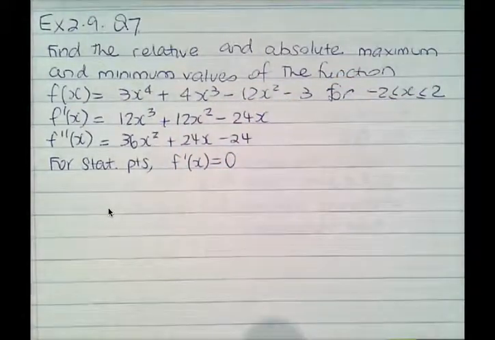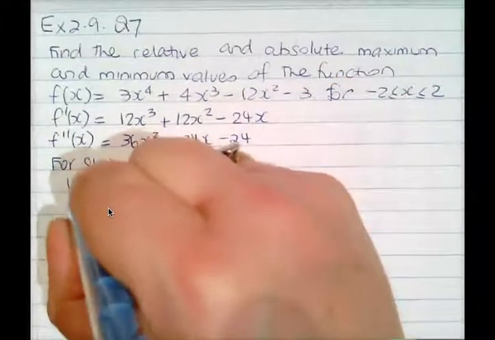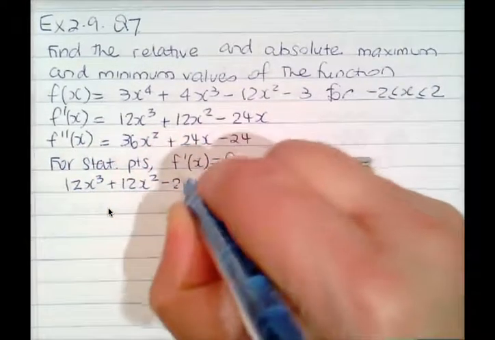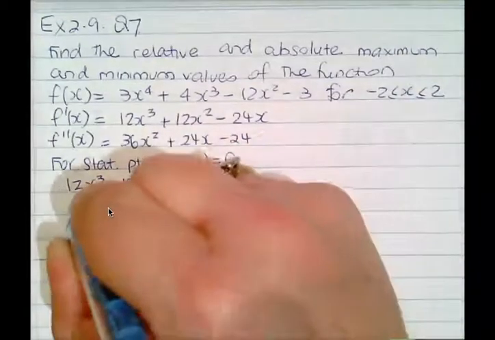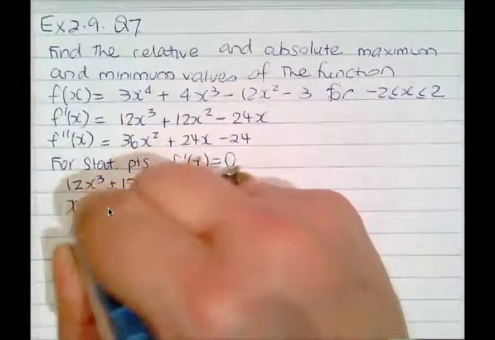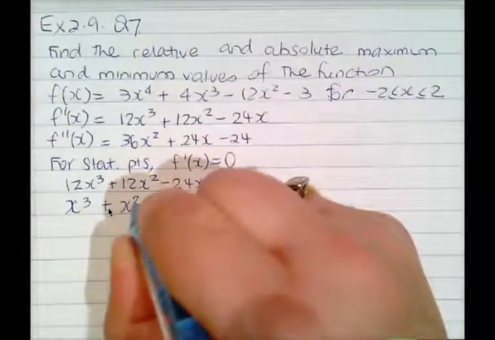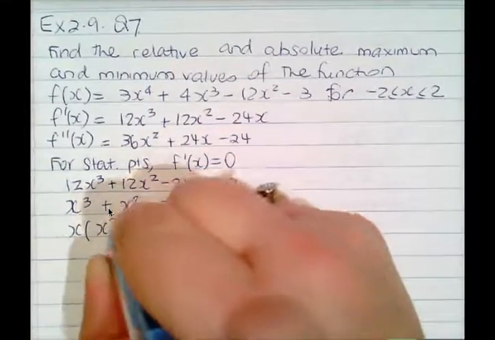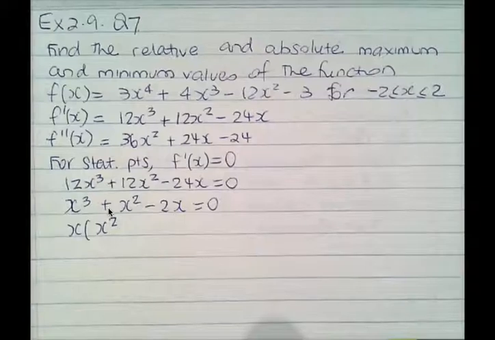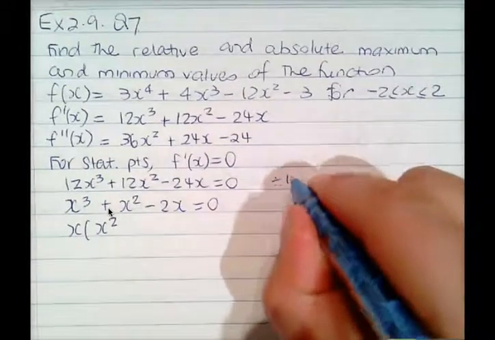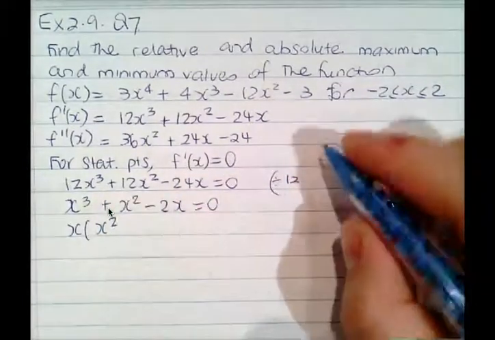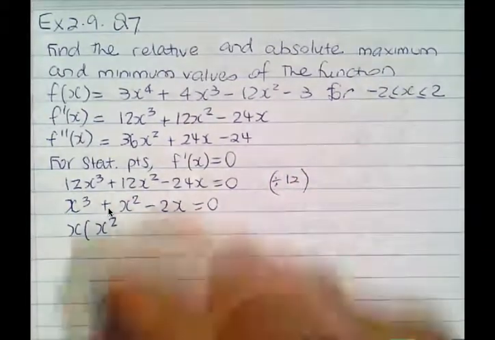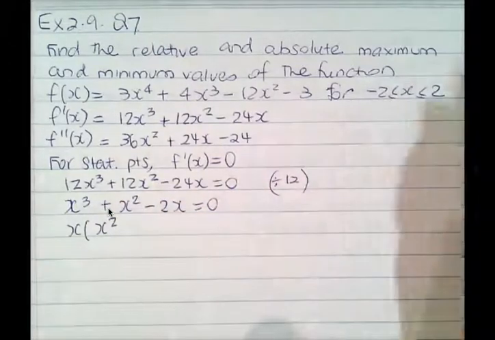So putting that first derivative equal to 0, we get 12x³ plus 12x² minus 24x is equal to 0. Dividing through by 12, we get x³ plus x² minus 2x equals 0. We can factorize out an x. You do not divide through by x. You just divide through by 12 to make the factorization easier. If you divide through by x, you will lose the solution.